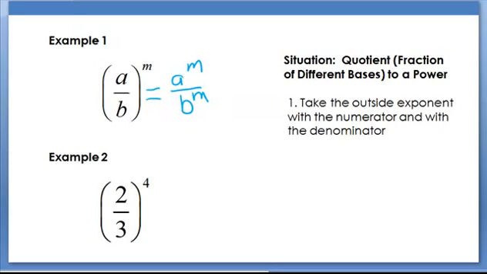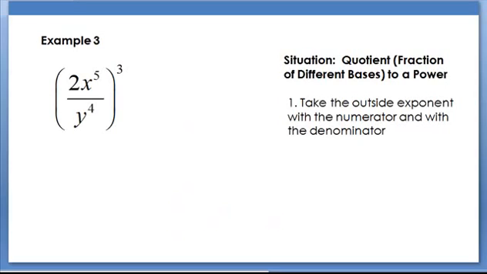For our next example, 2/3 to the 4th power. So we will take the 4 with the numerator and with the denominator. This will give us 2 to the 4th over 3 to the 4th, and then we would work those out. 2 to the 4th is 4 copies of the 2, which is 16. 3 to the 4th, 4 copies of the 3, is 81. This will give us the same answer, but in a shorter form than making 4 copies of the entire fraction.